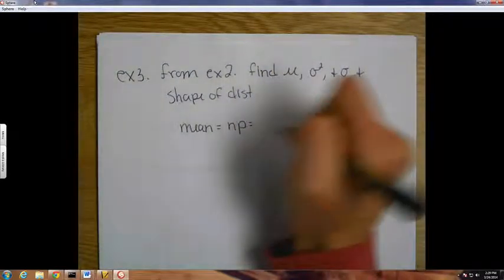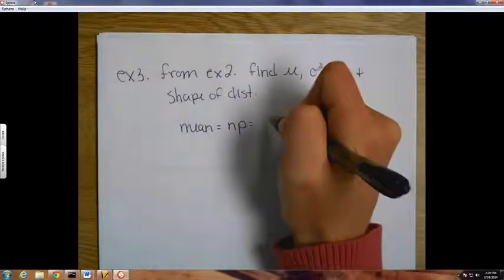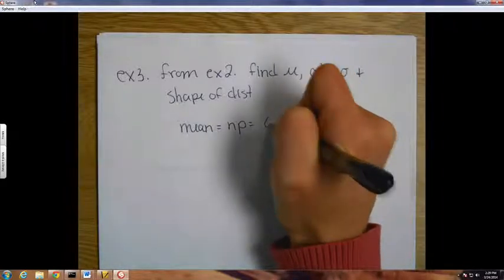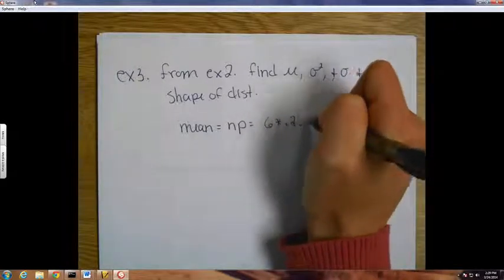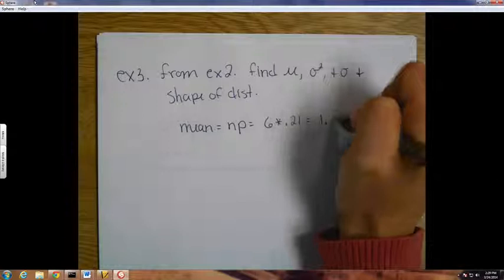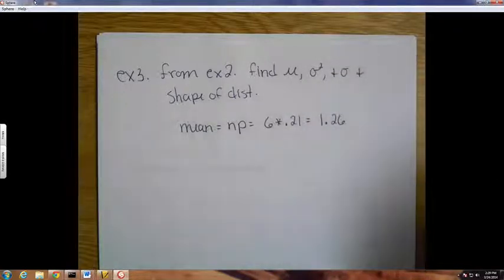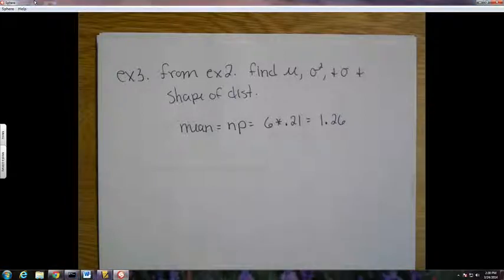What was n in that problem? We were picking 6 men. Yep, 6 men. Probability of success was 0.21. I would expect an average of 1.26 out of 6. Number of trials: I picked 6 men.